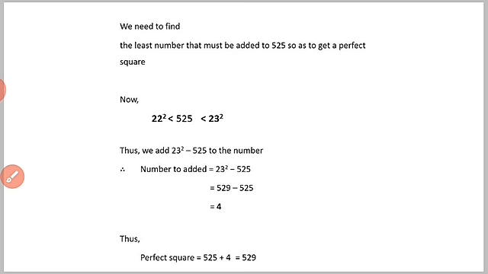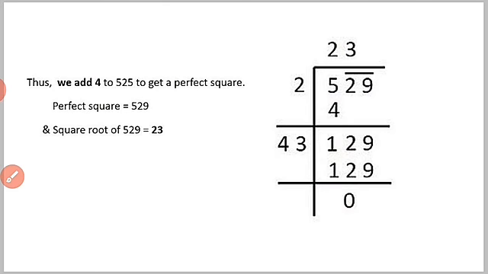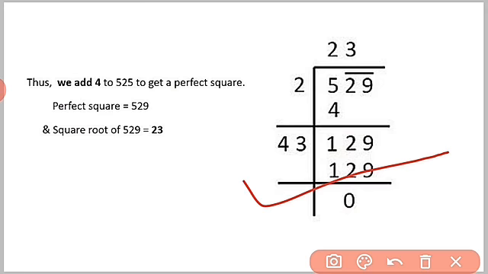So the next perfect square we got is 529. We know the square root of 529 is 23. That is how we can find the square root of 529.